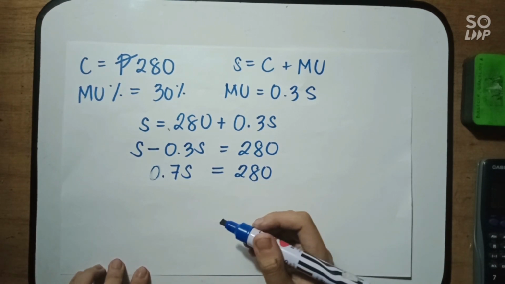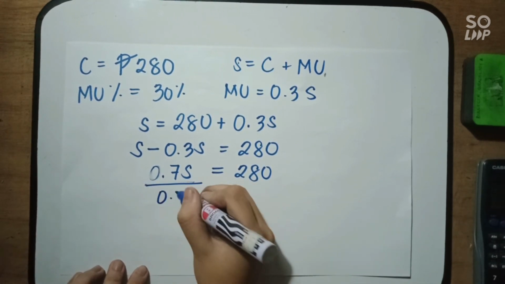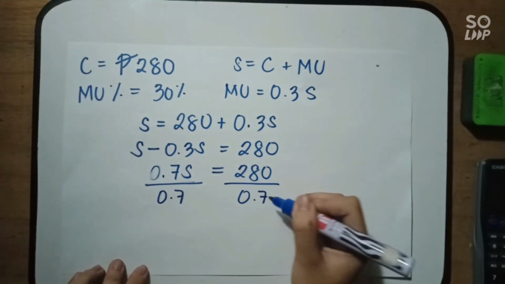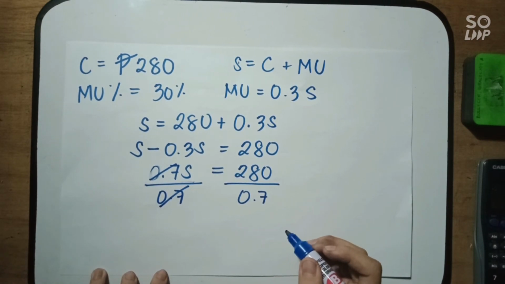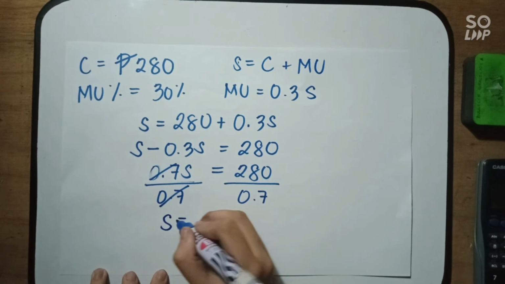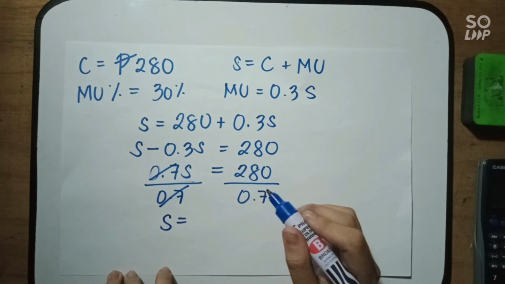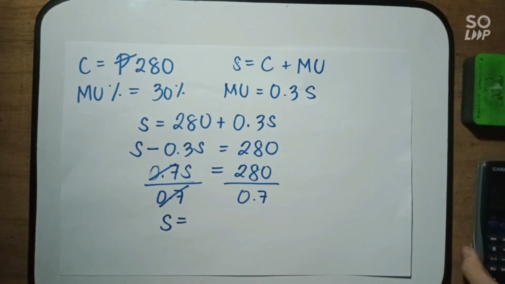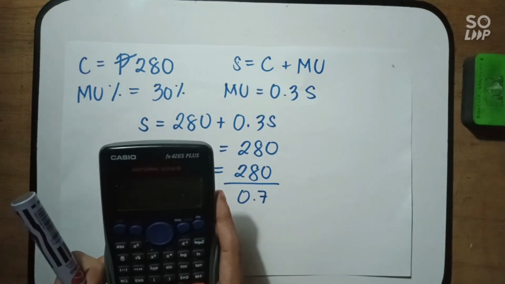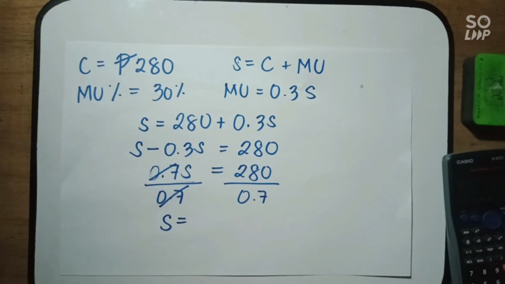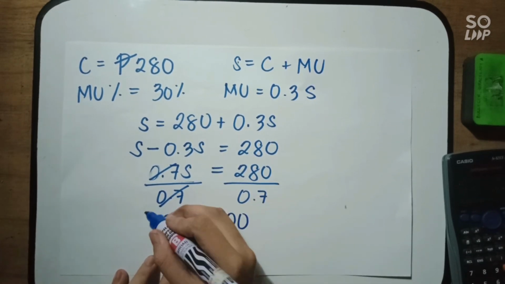So what we're going to do is divide the equation on both sides by 0.7, and cancel out the 0.7 to get the value of S, or the selling price. So S is equal to the quotient of 280 divided by 0.7. Using the calculator, 280 divided by 0.7 is equal to 400. Therefore, the value of S, or the selling price, is 400 pesos.